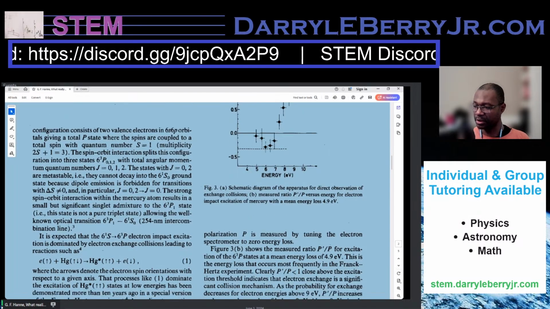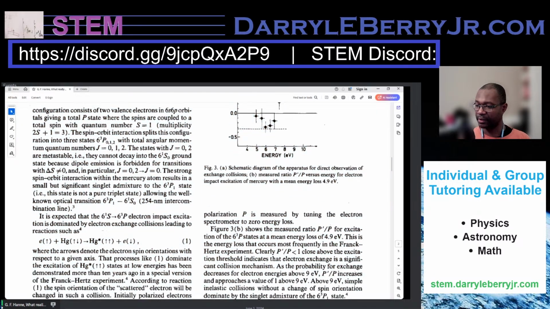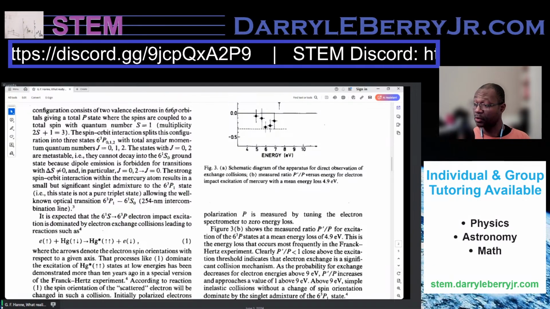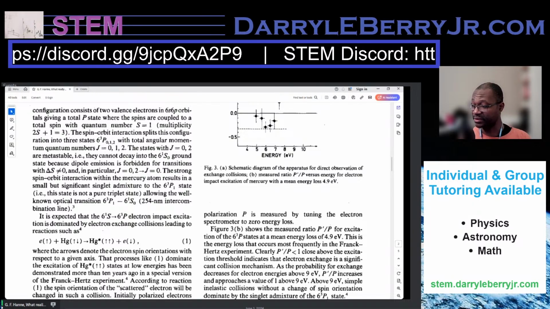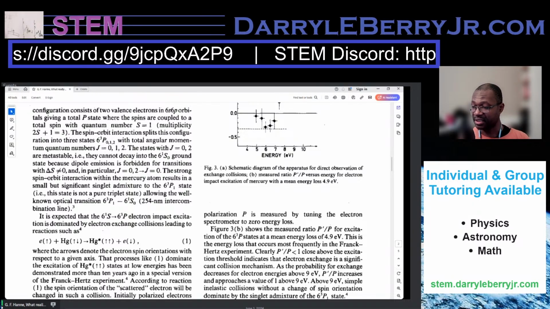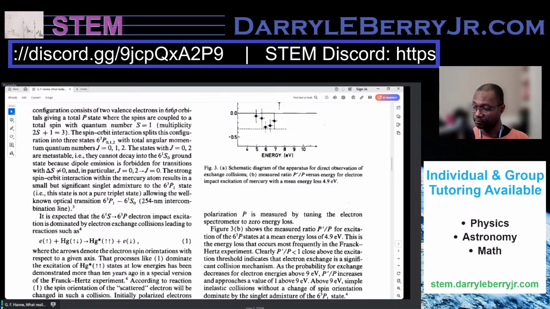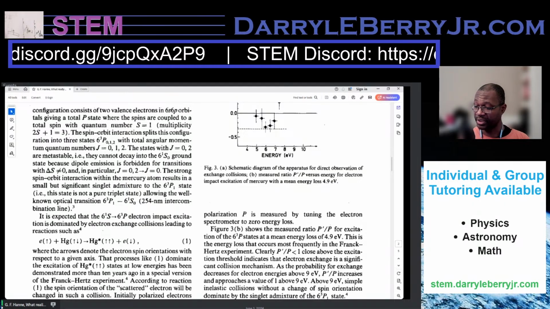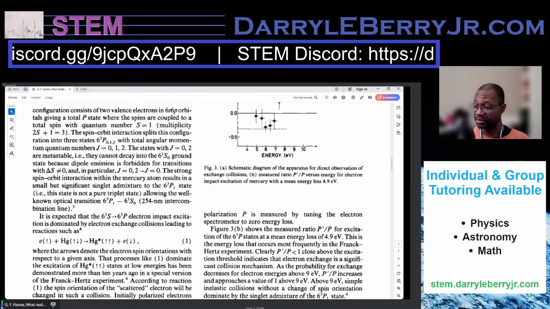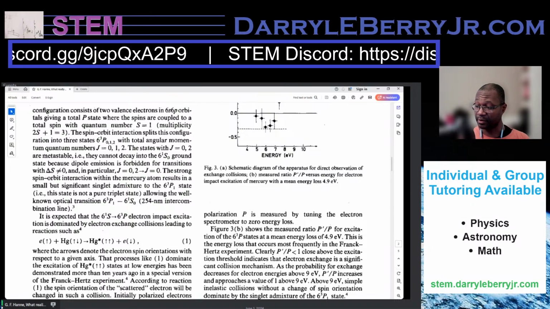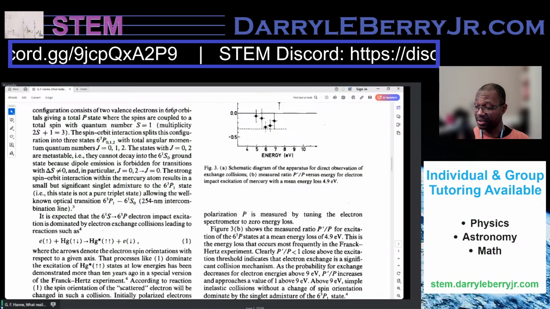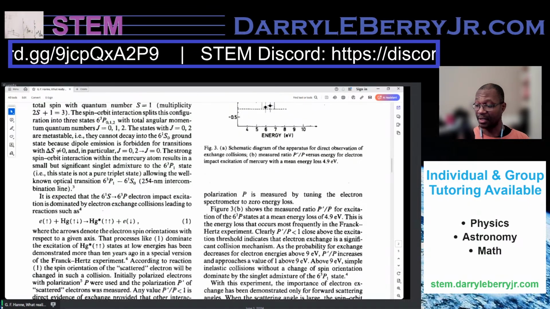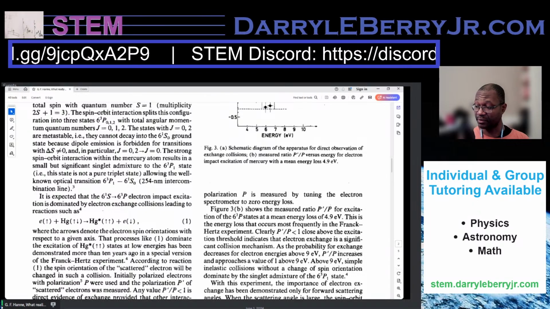This is the energy loss that occurs most frequently in the Frank-Hertz experiment. Clearly, P prime over P less than 1, close above the excitation threshold, indicates that electron exchange is a significant collision mechanism. As the probability for exchange decreases for electron energies above 9 electron volts, P prime over P increases and approaches a value of 1 above 9 electron volts.